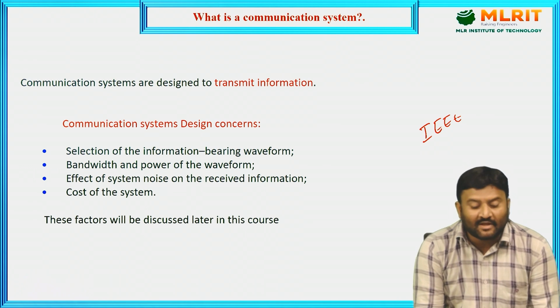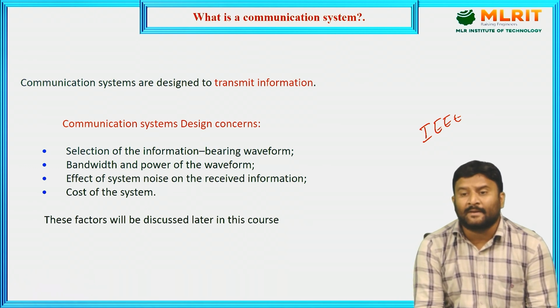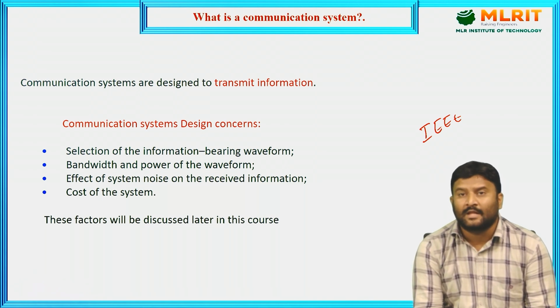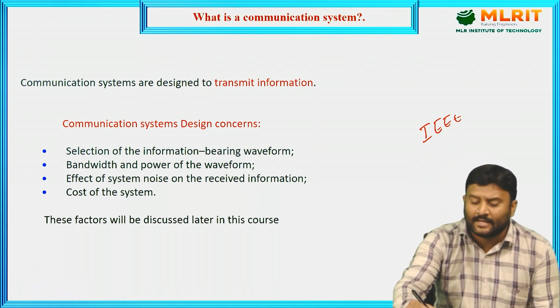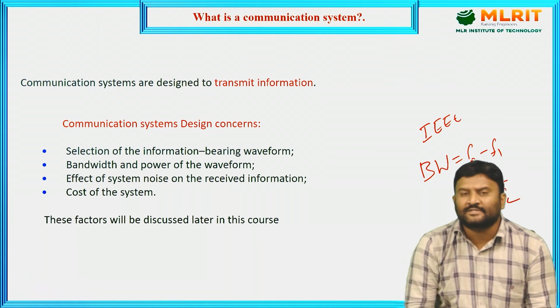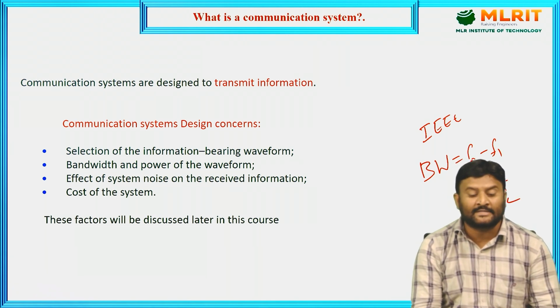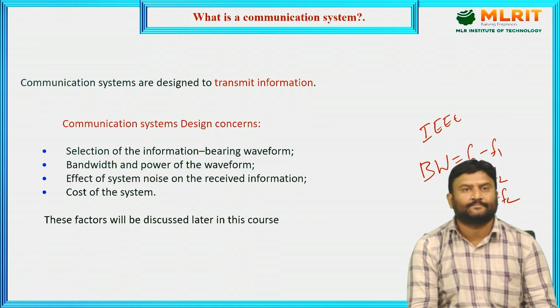Then comes the bandwidth and power of the waveform. Remember, bandwidth is also one parameter. Once you know the frequency, the next parameter is the bandwidth. The bandwidth, BW, is F2 minus F1: the higher frequency minus the lower frequency. The difference between the upper frequency and the lower frequency is called the bandwidth.